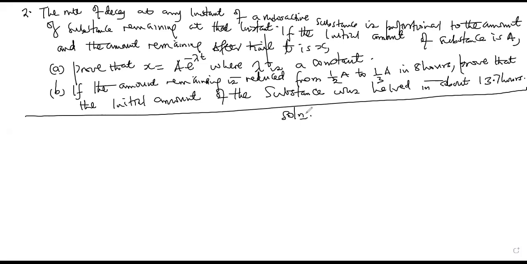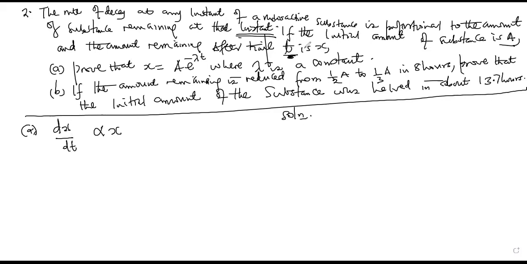Now, the rate of decay at any instant of a radioactive substance is proportional to the amount of the substance remaining at that instant. If the initial amount is A and the amount remaining after time t is x, prove that that is true. Now you need to know that for this case, dx/dt is proportional to x, because that is the amount remaining at that instant. And you cannot use a different letter later because you have to separate variables thereafter.